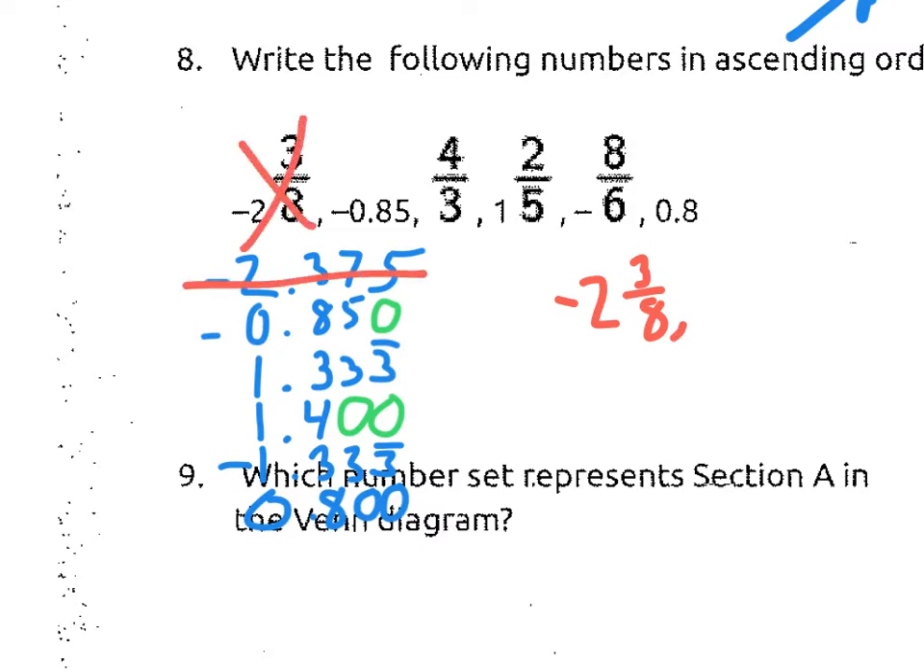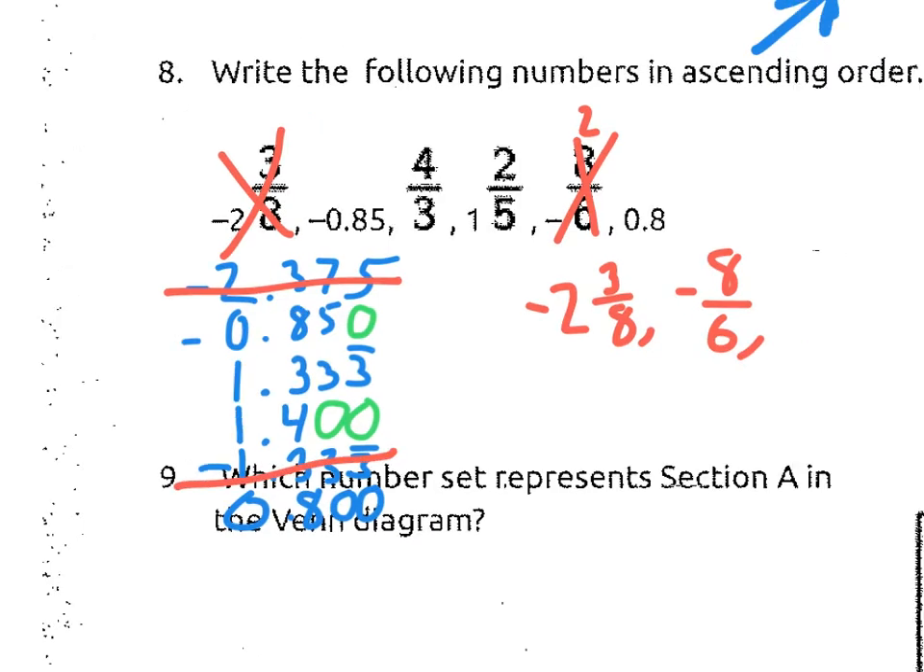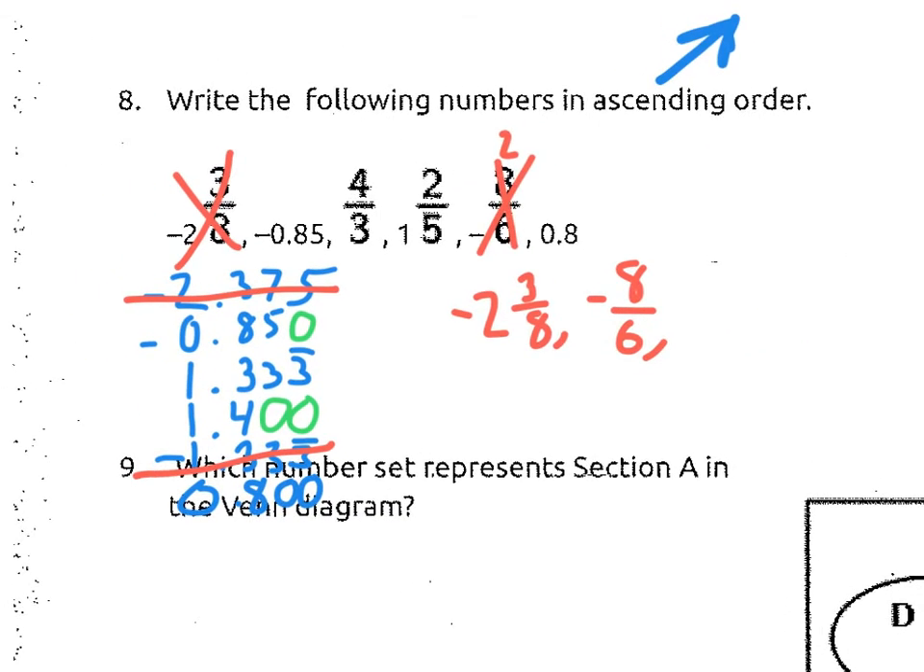Which means negative 1. That's our second to last number, so that is going to be this one here. This will be number 2. So it's going to be negative 8/6 next. So we're done with that one, which means that our next negative has to come next. So that'll be negative 0.85. Done with that one.